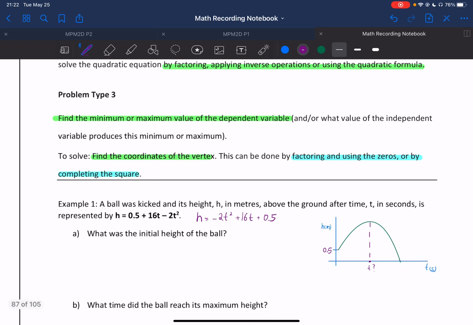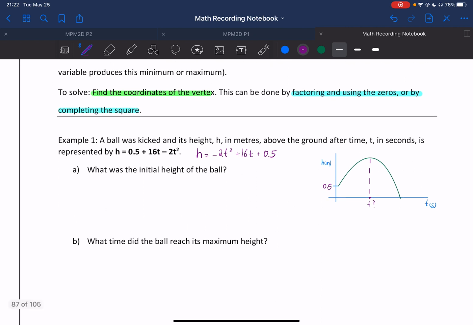And the last one is finding the maximum or minimum value of the dependent variable, which is the y of your vertex. So you need to find your vertex, and that can be done by factoring and using the zeros to find your vertex, or by completing the square to get your equation into vertex form. This first video is going to focus on the first three examples of your lesson, and the second video will work on the last three.